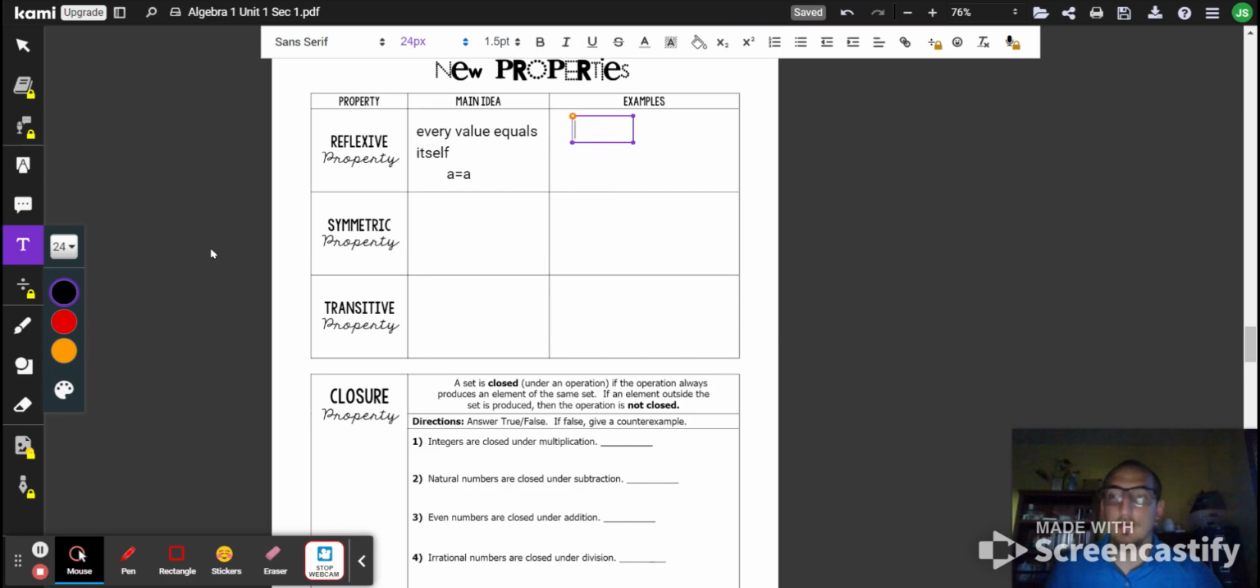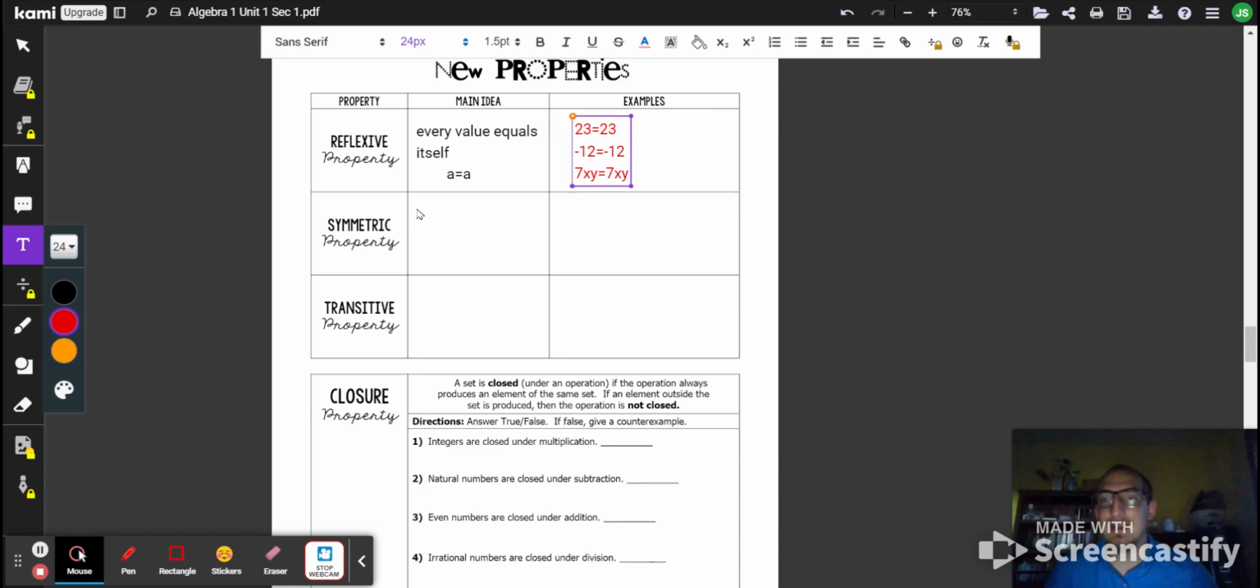23 equals 23, right? Negative 12 equals negative 12, right? It just makes sense, right? Everything equals itself. You can even do this with terms too. So I can even say like 7xy equals 7xy. Everything equals itself. It's pretty straightforward.